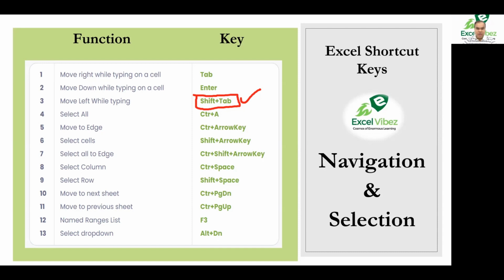Shift and arrow key is basically used to select cells. When you press shift, control and arrow key, it will jump from one cell to the last cell and select all the cells in the series. Control space bar will select the entire column. Shift space bar will select the entire row. These are again shortcut keys which people don't use. It is important that you use these keys when we are working together: control space to select the entire column, shift space to select the entire row.